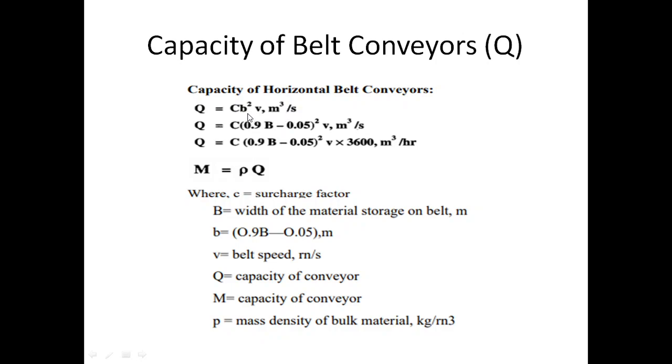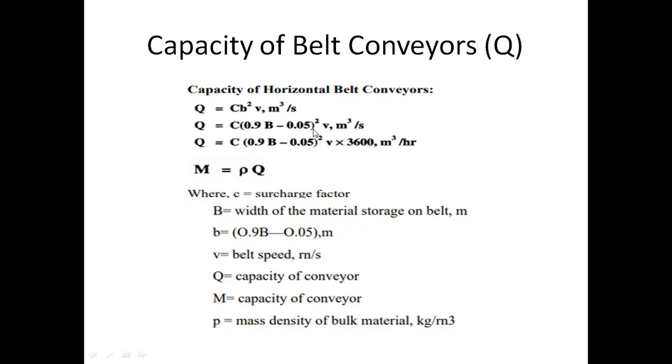What is the C, what is the b, what is the V? We can simplify this first: C into (0.9 B minus 0.05) square. This small b is given for the width of the material storage on the belt, or we can say the effective belt width. This is given in meter. This value is fixed. What is the value of that width of the material storage on the belt? 0.9 B minus 0.05.